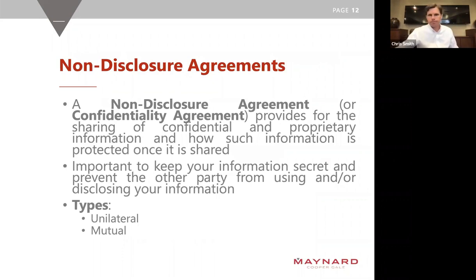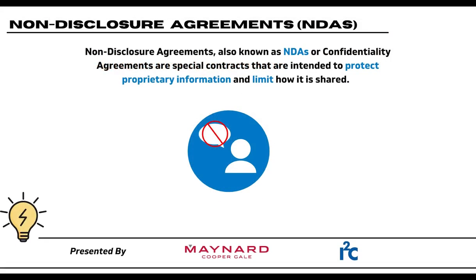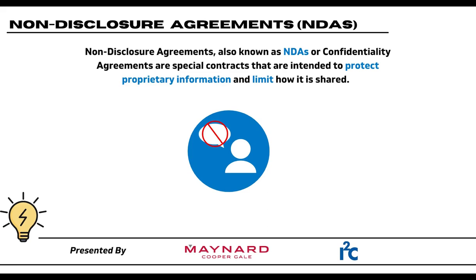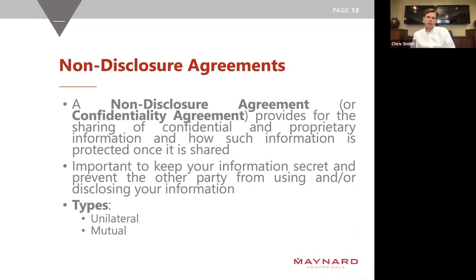So let's talk about some of the common types of contracts. This is not an exclusive list by any means, but these are what I'll call the most common types of agreements, especially at the startup phase, that you can expect to see. Non-disclosure agreements or confidentiality agreements provide for the sharing of confidential and proprietary information and how such information is protected once it is shared. It's important to keep your information secret and prevent the other party from using or disclosing your information.